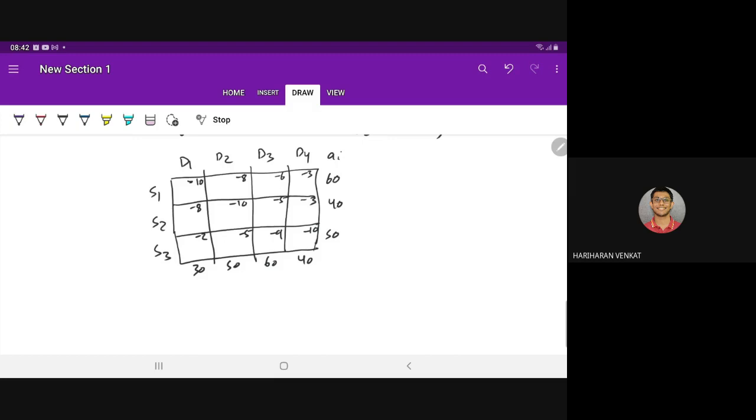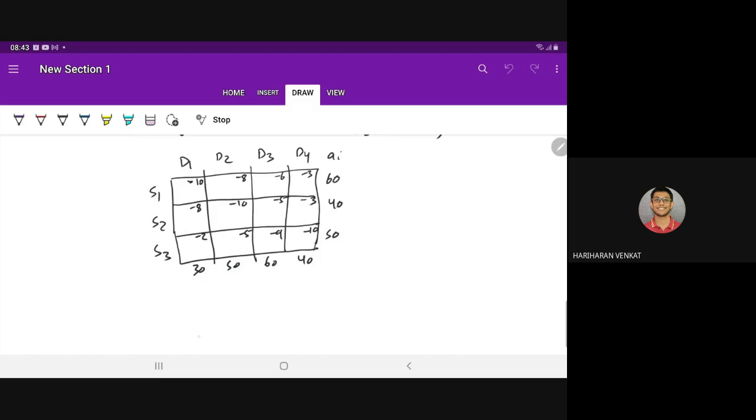So it is 60, 40, 100, 100, 150. It is 30, 50, 80, 80 or 60. So it is not a balanced problem. It's correct, BJ? BJ are correct? 30, 50, 60, 40. Yes, sir. So here it is not a balanced problem.